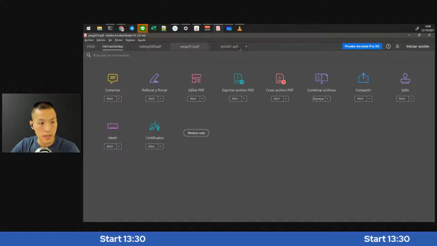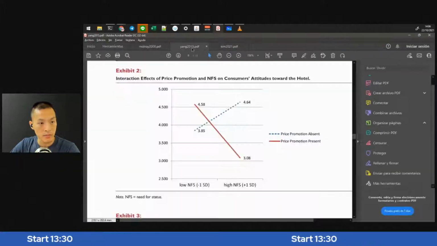Nope. Man, I need to buy the pro version of PDF. So admin, if you're listening to this, please buy me the pro version of PDF Creator.